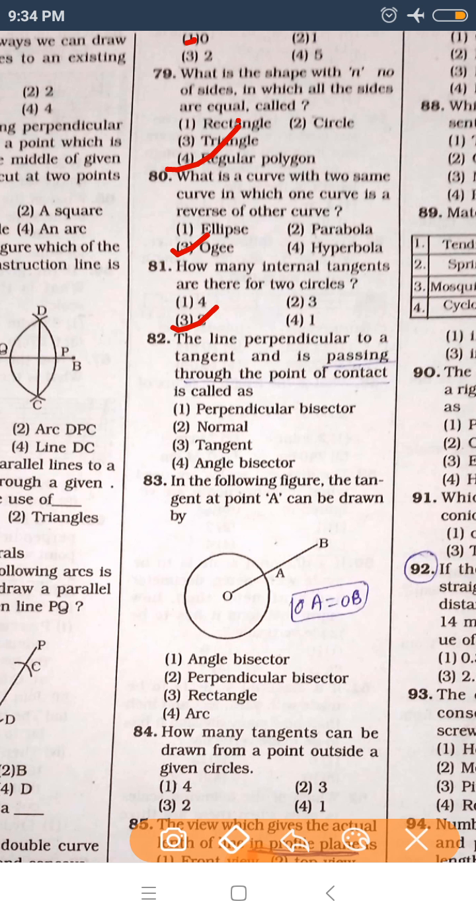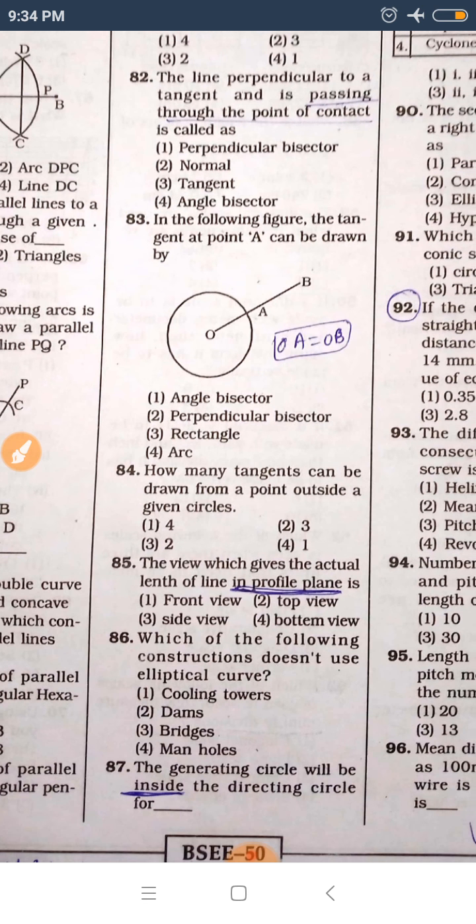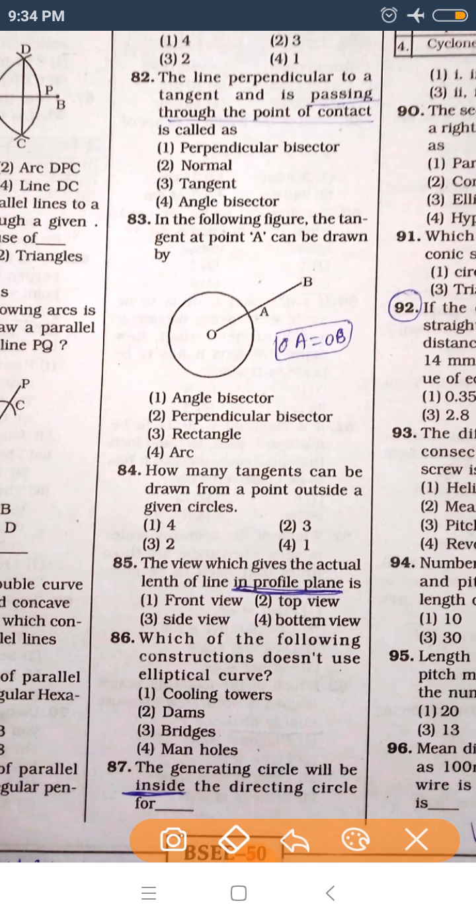The line perpendicular to a tangent and passing through the point of contact is called the normal. In the following figure, the tangent at point A can be drawn using the perpendicular bisector, where from the figure we see OA equals OB. How many tangents can be drawn from a point outside a given circle? 2 tangents.